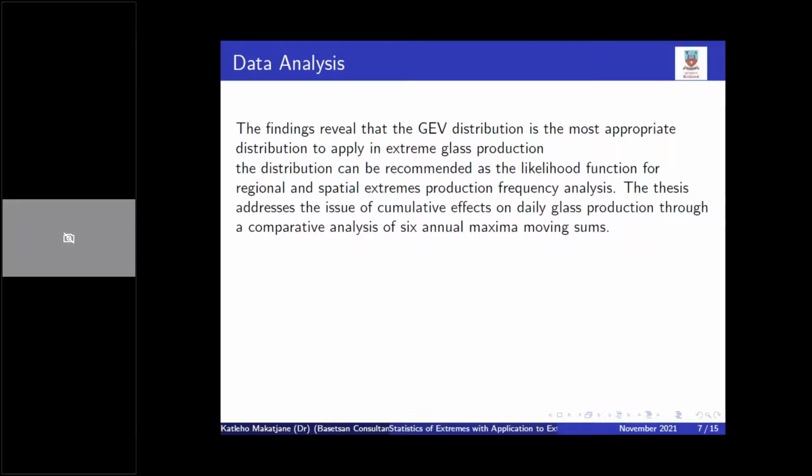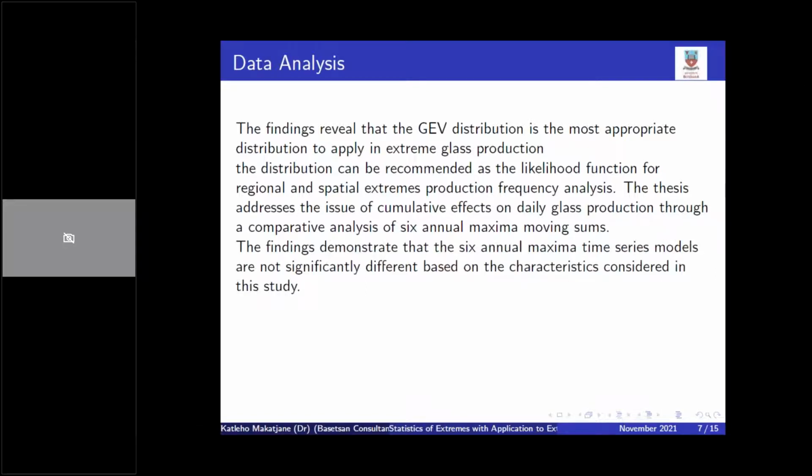And then this can address the issue of cumulative effects on daily glass production, and a comparative analysis of 6 annual moving sums was used. And then the findings also demonstrate that the 6 annual maximum time series are not significantly different from the characteristics considered in this study.